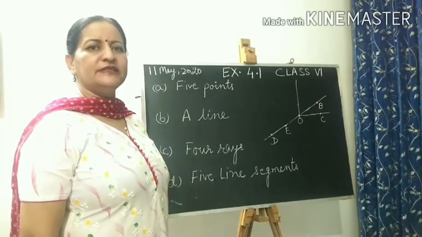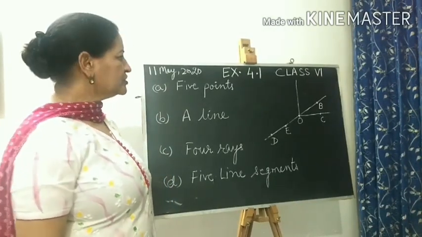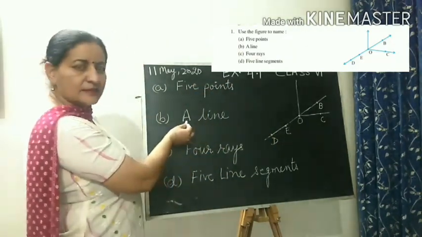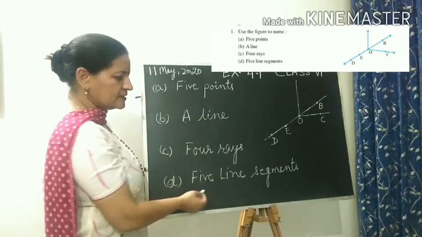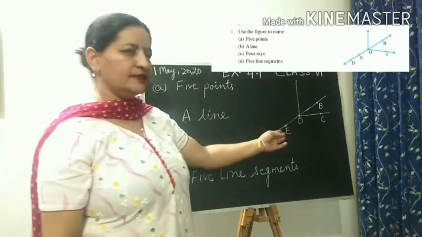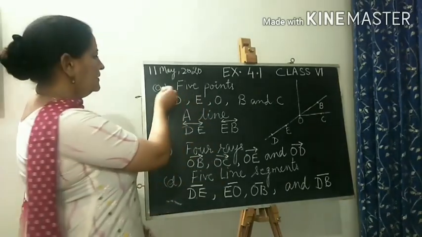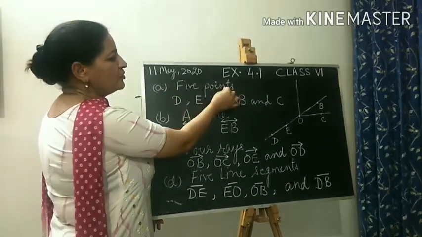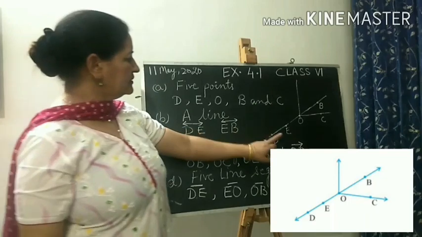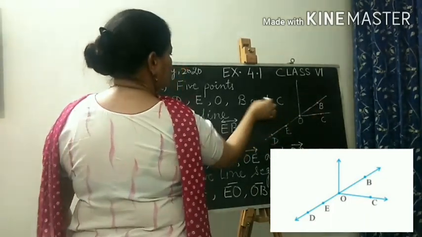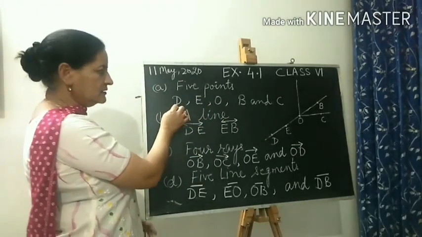Now we'll start with exercise 4.1. In question number 1, we are going to find 5 points, a line, 4 rays and 5 line segments on this figure. Our A part is 5 points. Just look at the figure. We have these 5 points D, E, O, B and C. So this is our answer.